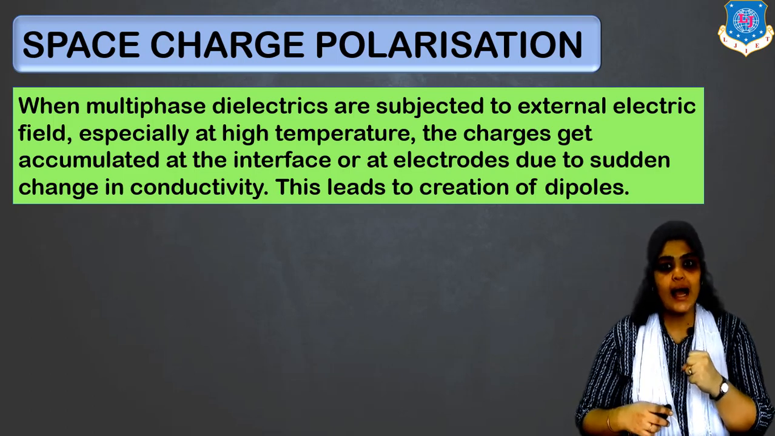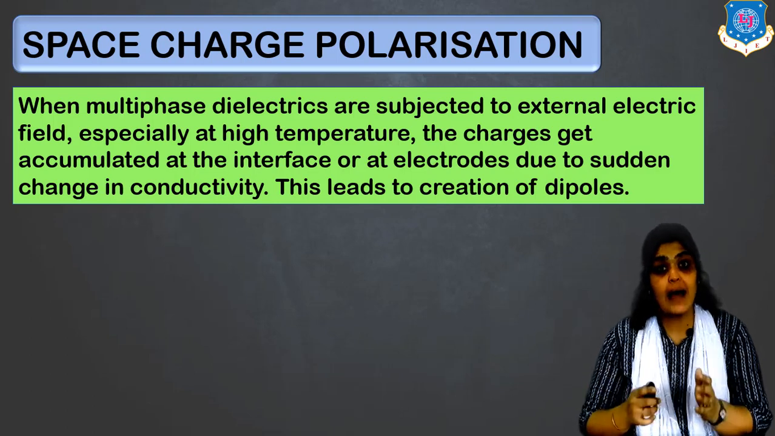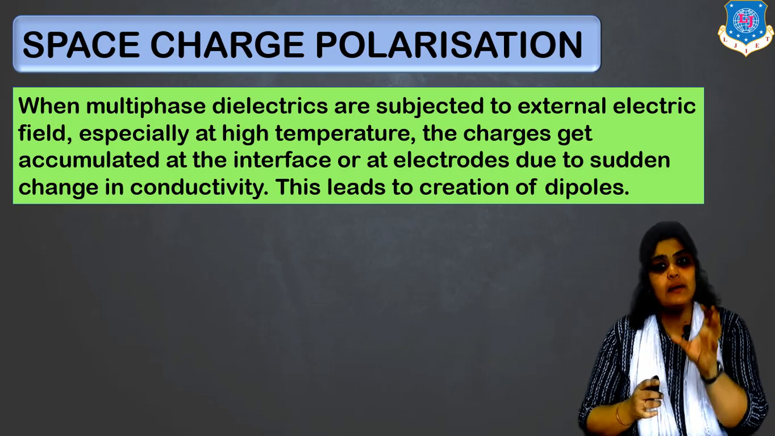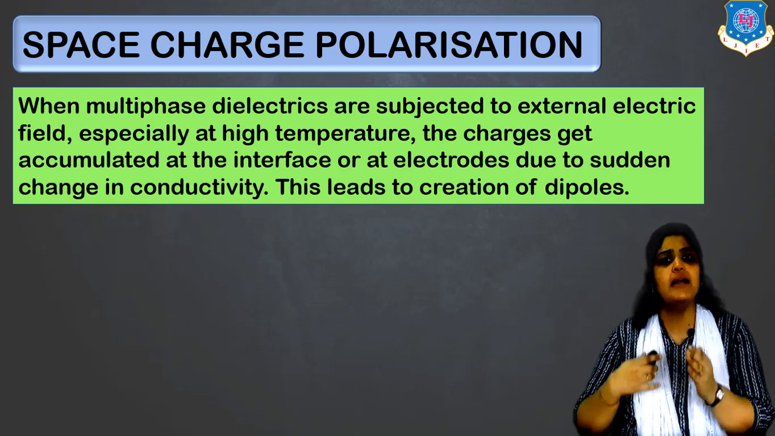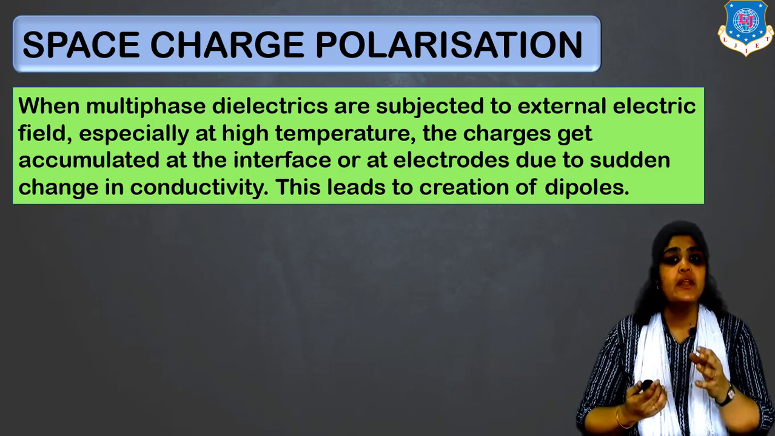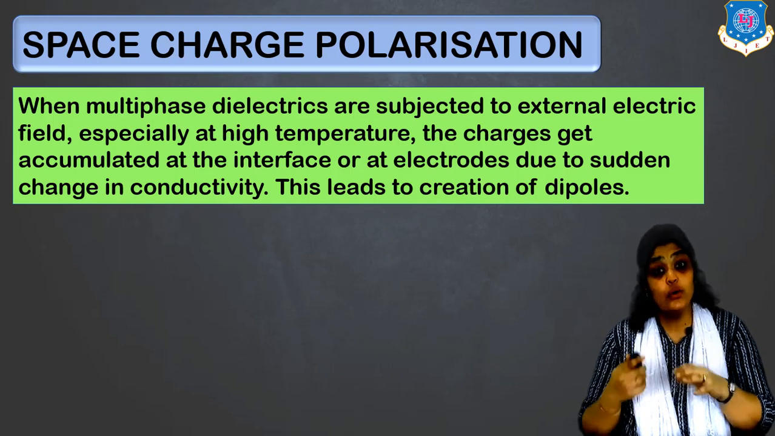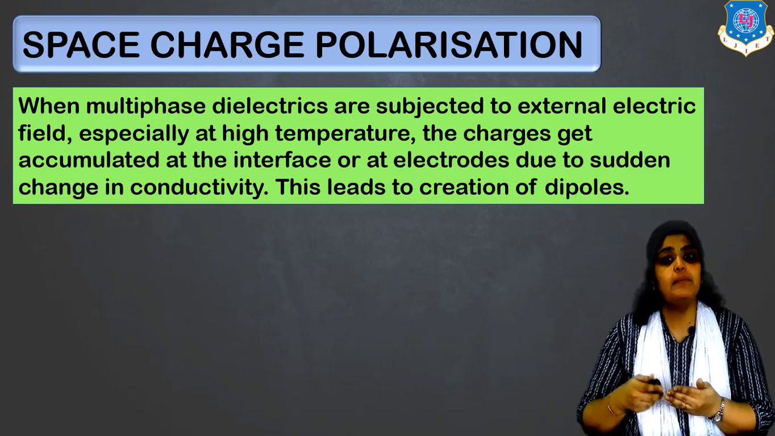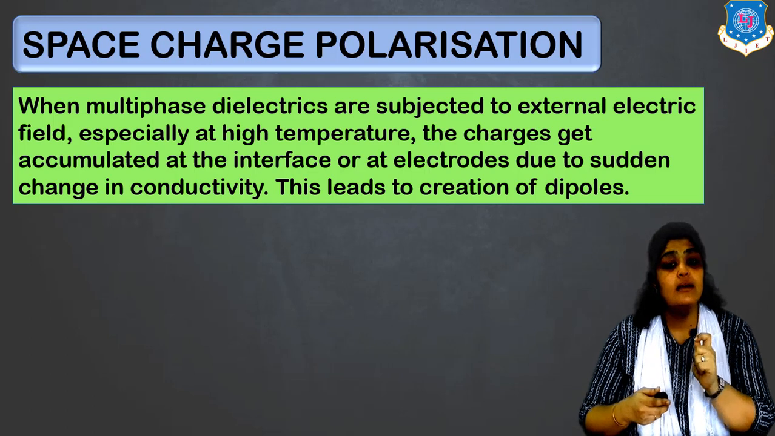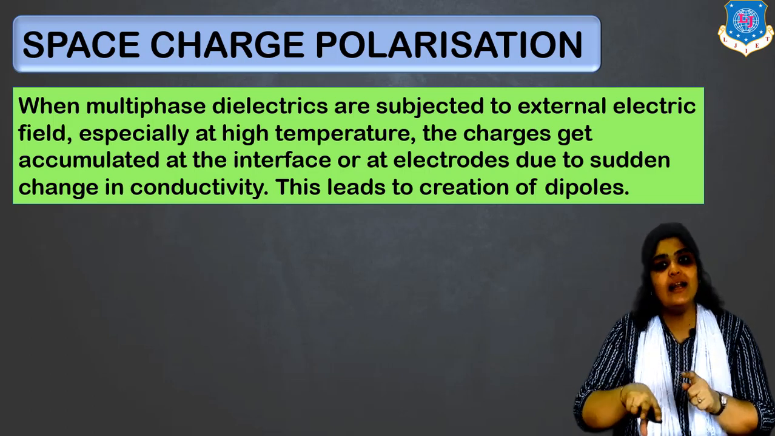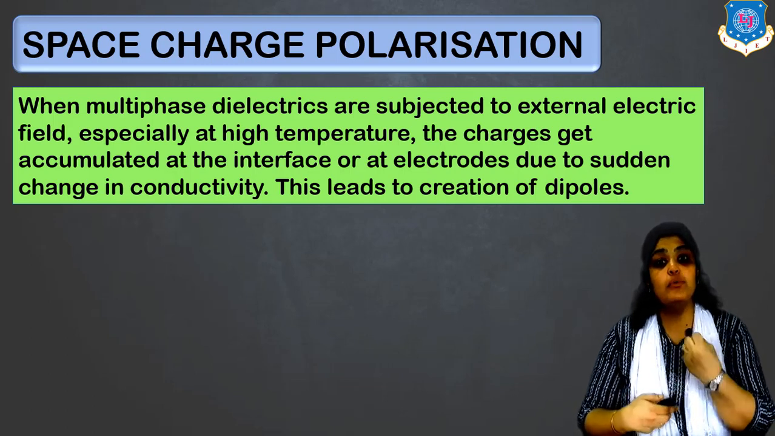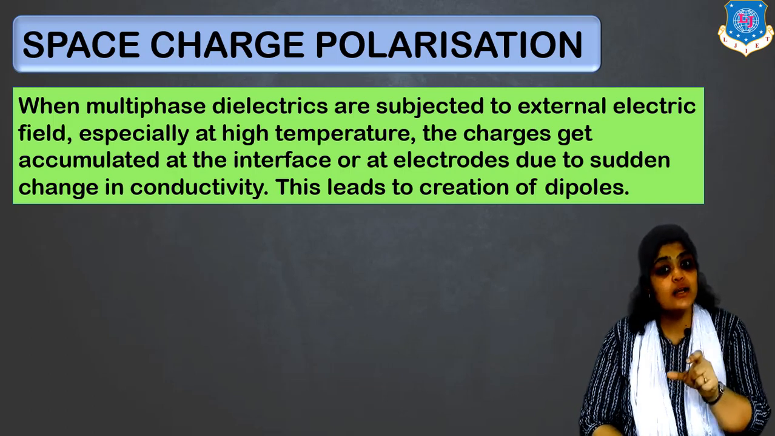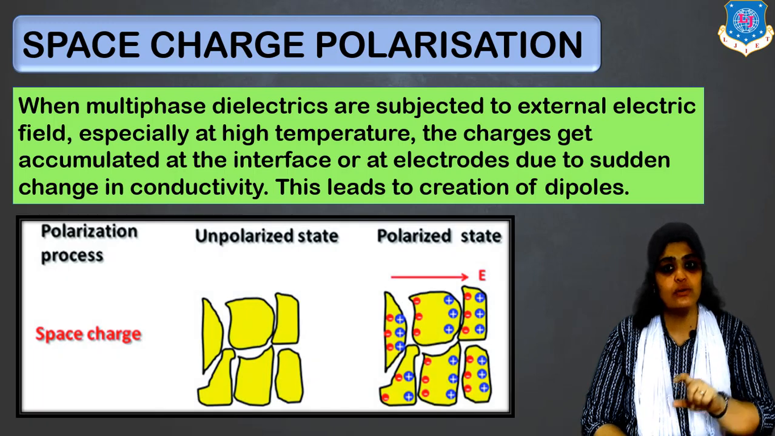So practically what happens in this case is that between the metal plates we have kept a dielectric material. Multiphase is nothing but compound dielectric materials. So at high temperatures, due to temperature or due to the applied field, there is a possibility that the space between the dielectric and the electrodes also gets dipoles induced, or the dipoles are induced in that particular portion also.